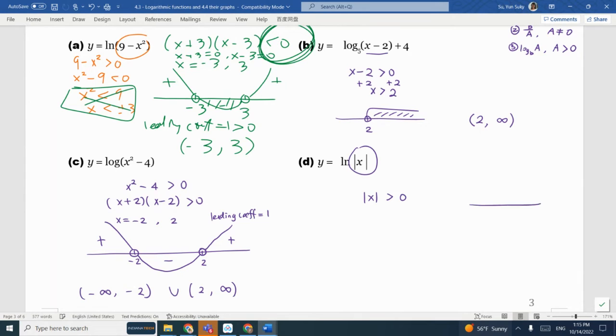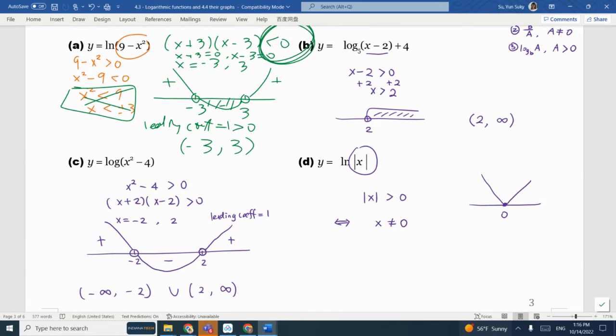Well, you know what the absolute value graph looks like. Like that, right? Do you see absolute value is greater or equal to 0? But we need the absolute value of x to be greater than 0. That means x cannot be 0. So this is the same as saying x cannot be 0.